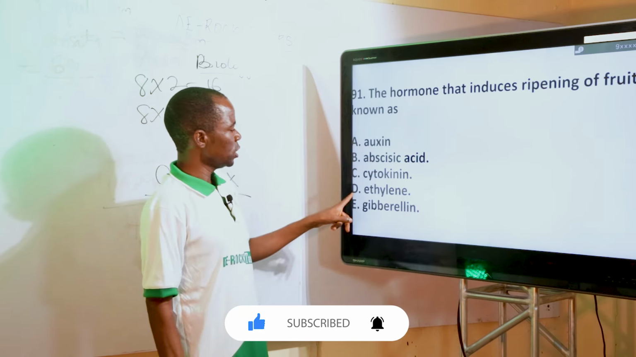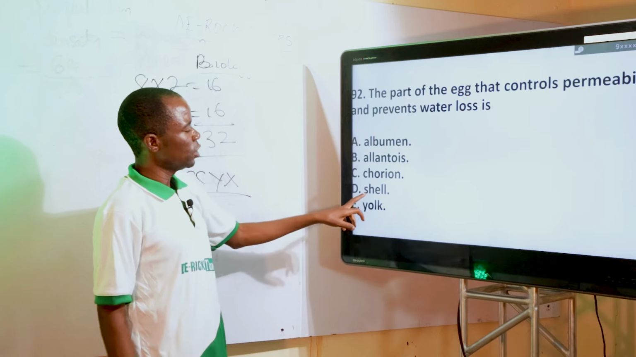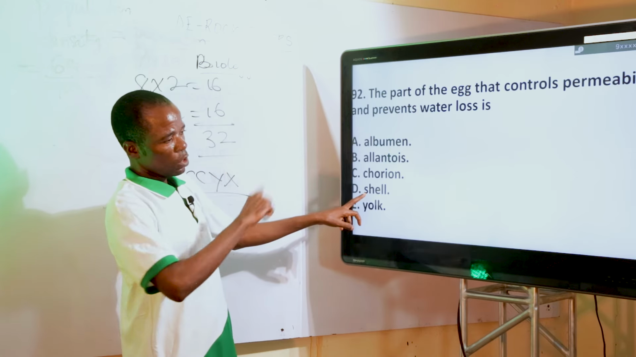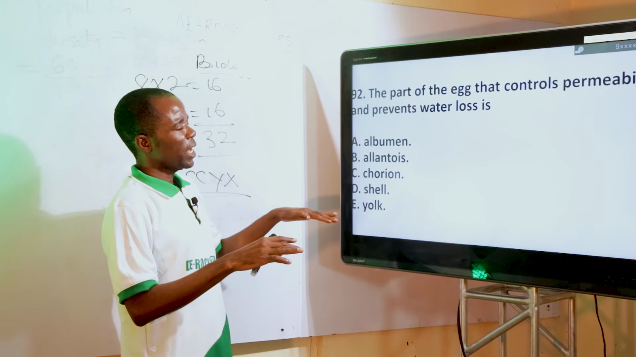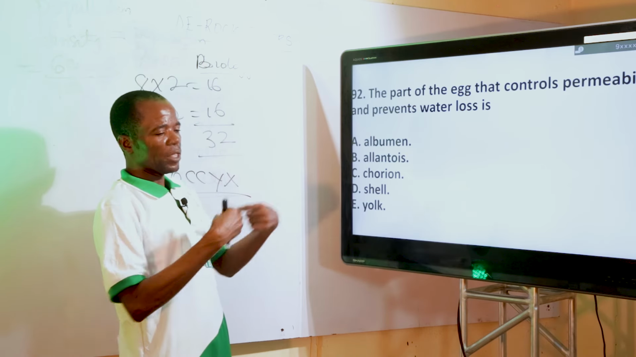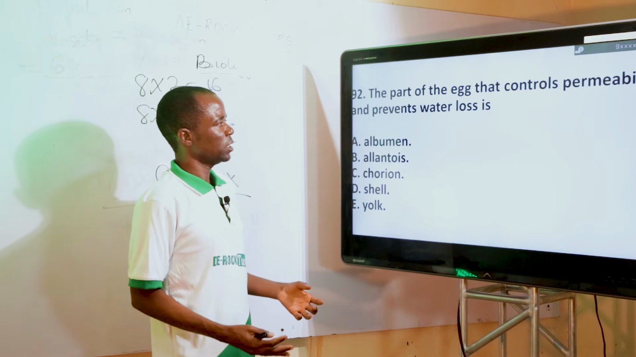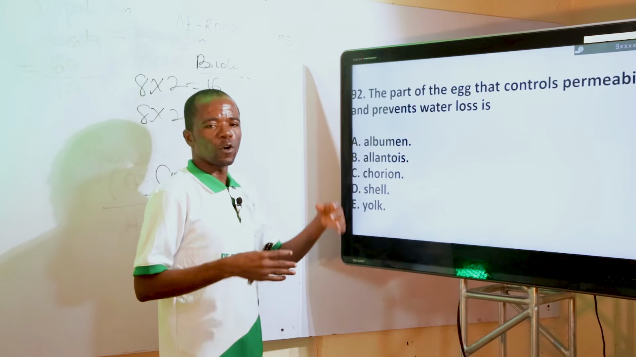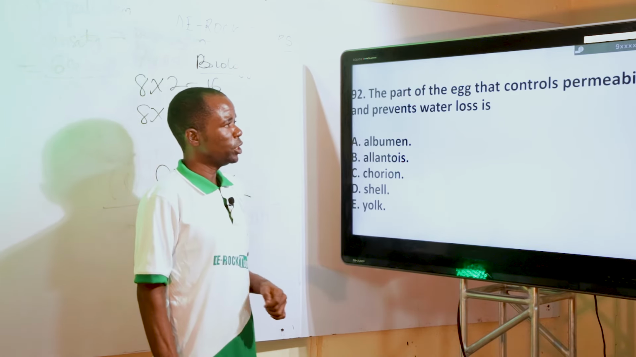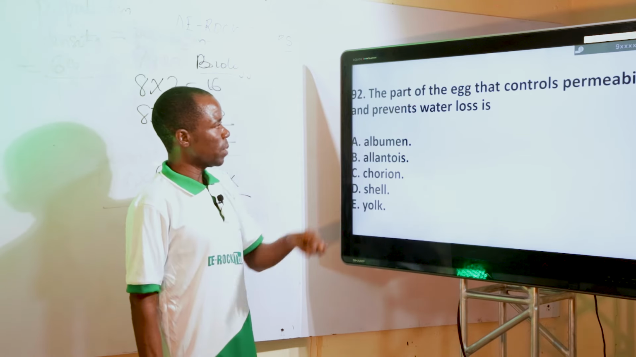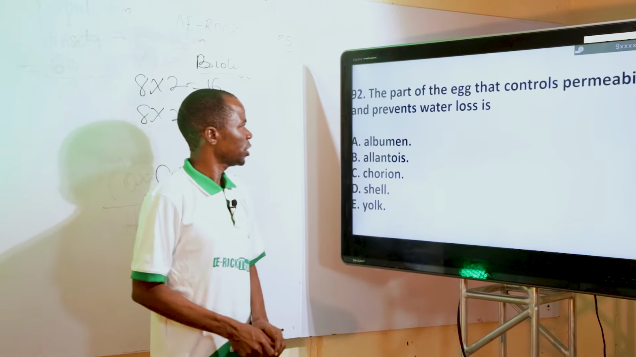Number 92. The part of the egg that controls permeability and prevents water loss is definitely the shell. Shell controls permeability. It controls how the egg is permeable to the entering or exit of various substances, majorly gases, and it also prevents the egg from desiccation or drying out. So the correct answer here is definitely option D. The part of the egg that controls permeability and prevents water loss is the egg shell. Let's go to number 93.